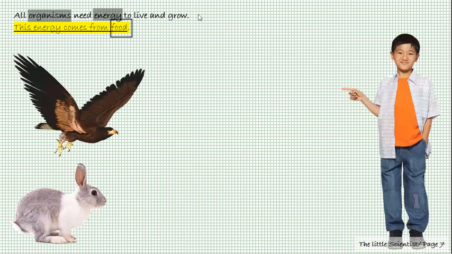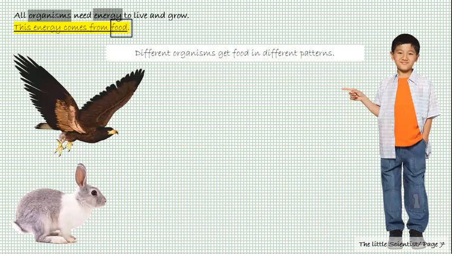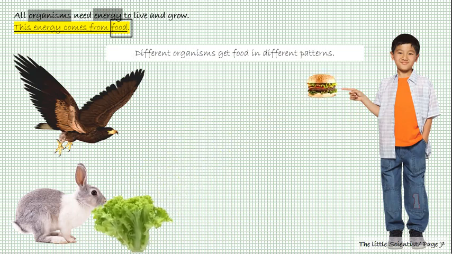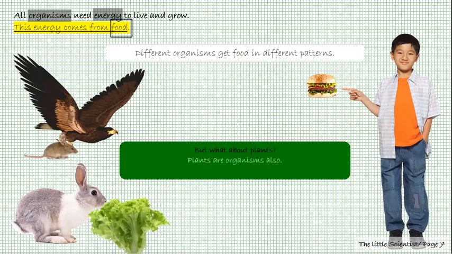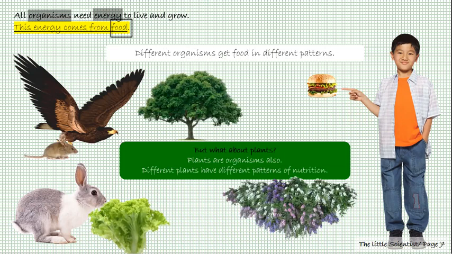Okay? Different organisms get food in different ways. People and animals are consumers. Why? Because they eat, because they consume. Some animals feed on plants, such as rabbit. This bird, the eagle, feeds on other animals. So people and animals feed or consume plants and other animals. What about plants? Didn't we say that plants are organisms? So they need food. Different plants follow different patterns to get the food they need.